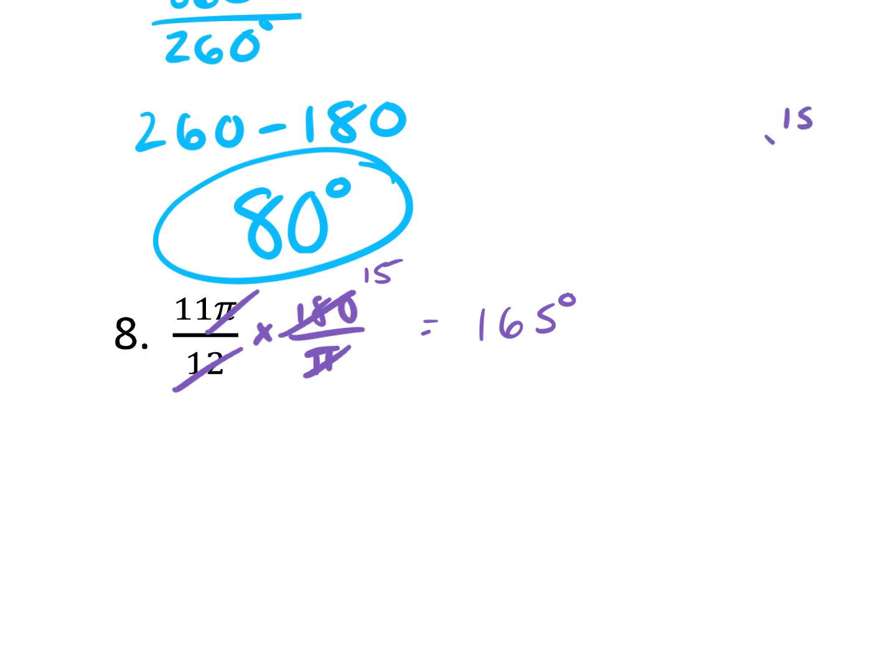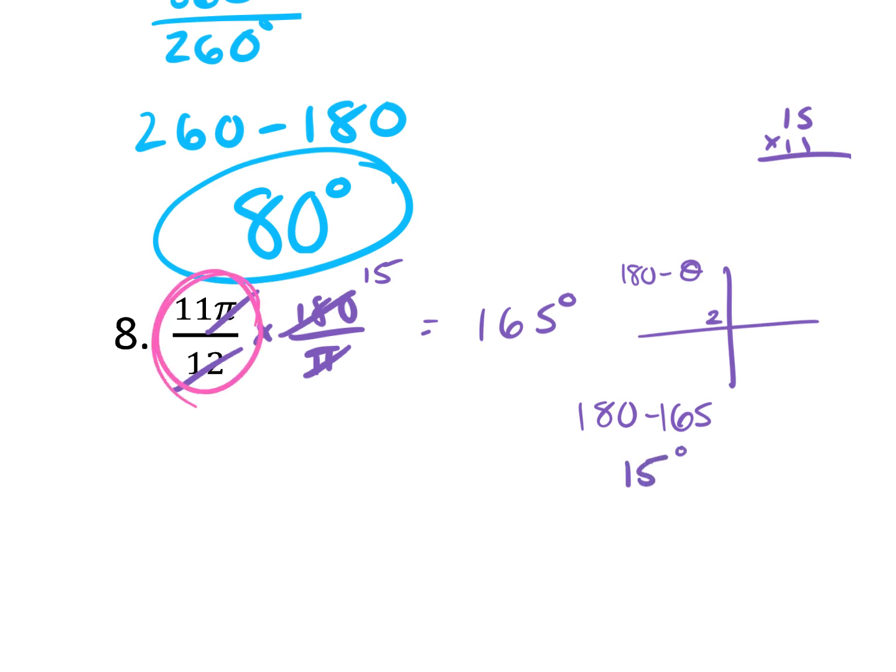You guys do not get calculators for tomorrow, but you can multiply 15 times 11 and write it down. So we get 165. What quadrant would that be in? Quadrant 2. In the second quadrant, we do 180 minus theta. So 180 minus 165 would be 15. Can we leave our answer in degrees? No, it has to be in radians.